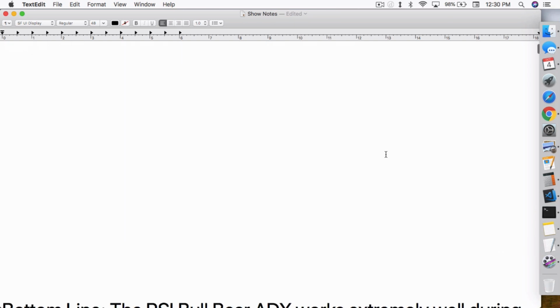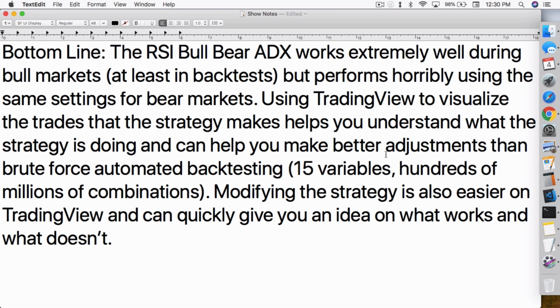So the bottom line is this: the RSI Bull Bear ADX strategy works extremely well during bull markets, at least in backtests, but performs horribly using the same settings for bear markets. Using TradingView to visualize the trades that the strategy makes helps you understand what the strategy is doing and can help you make better adjustments than brute force automated backtesting. Again, there are 15 variables in the RSI Bull Bear ADX strategy, so there are hundreds of millions of combinations.